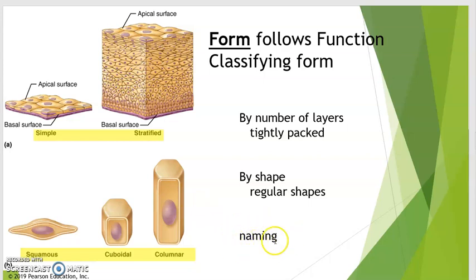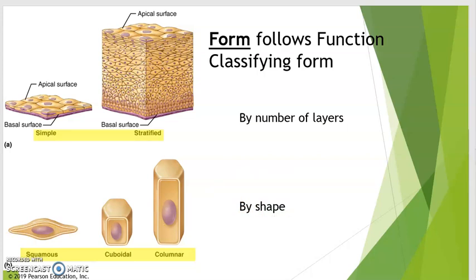Epithelial tissue is named by looking at either simple or stratified. The number of layers is the first word of the name, and the shape is the second word of the name. Let's go into that a little bit more.